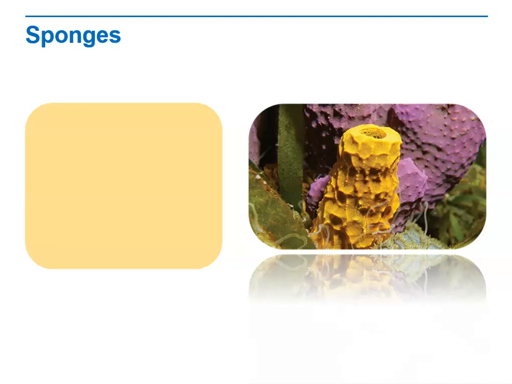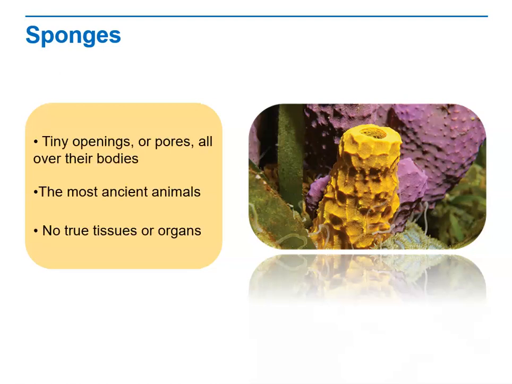Sponges are members of the phylum Porifera, which means pore bearers in Latin, reflecting the fact that they have tiny openings or pores all over their bodies. What are some characteristics of sponges? If we look at them, we can see they have no head, no limbs, they have a rough surface.